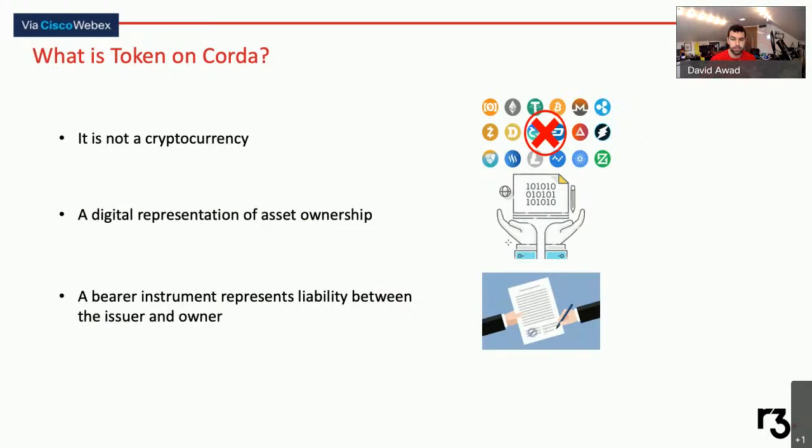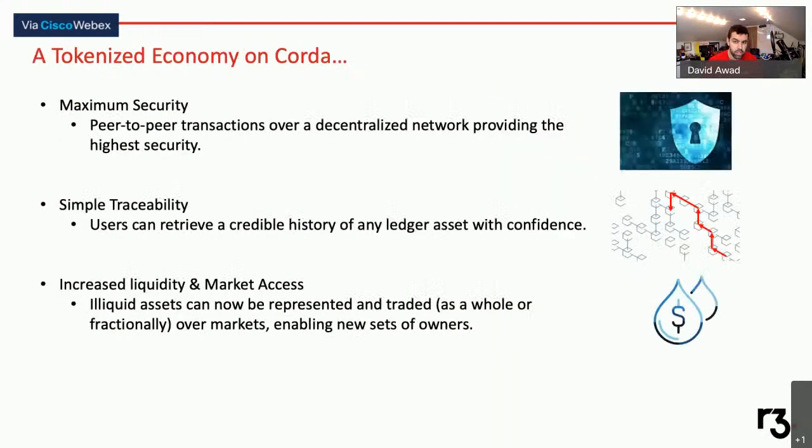And a great example, a bearer instrument, right? A bearer instrument of a stock or something like that represents a liability between the issuer and the owner. So what does a tokenized economy look like if you're using Corda? A few good things. You'll get maximum security, right? You have peer-to-peer transactions over a decentralized network, providing you the highest security you can get, right?